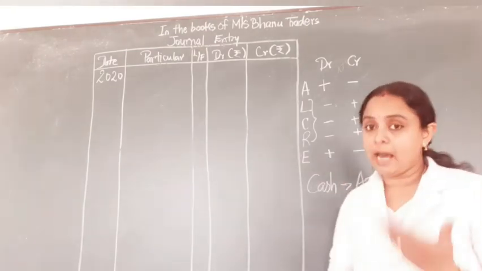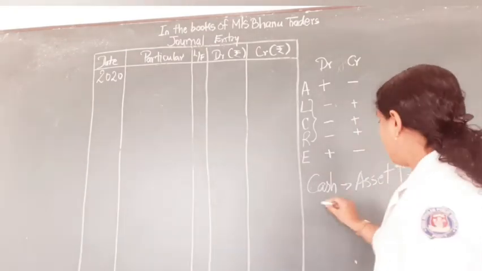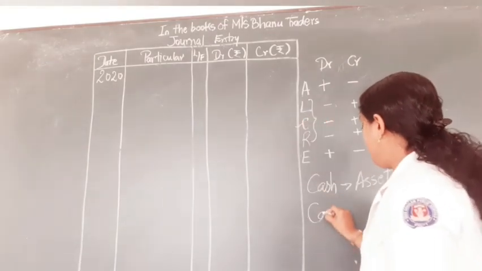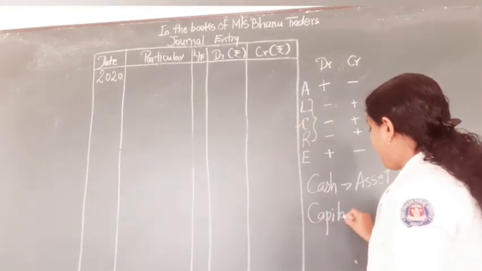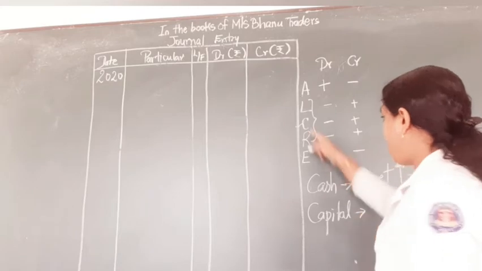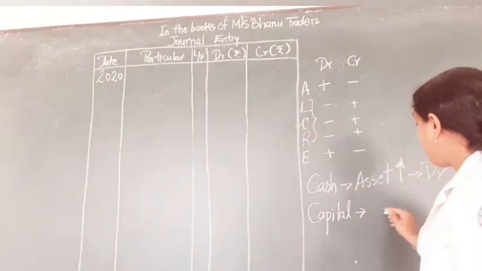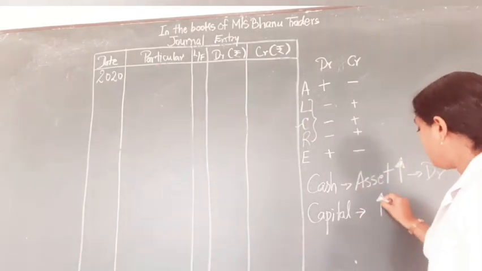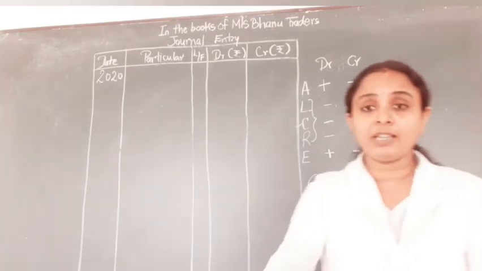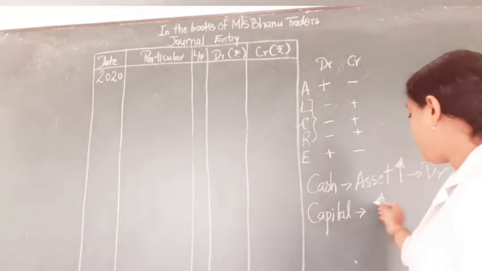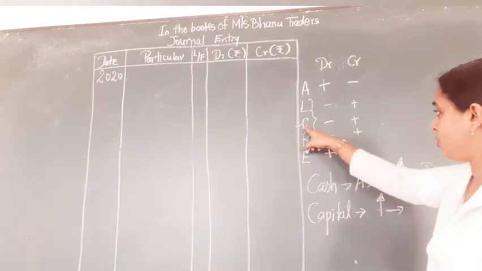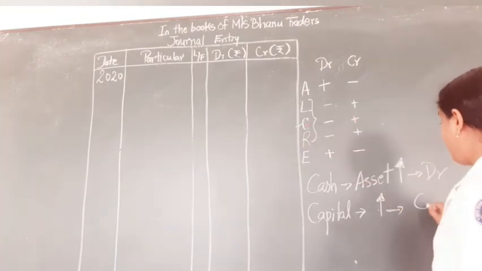Now, capital is introduced in the business. So the next account you have to prepare is the capital account. If it increases, because you are bringing the capital into the business, what are you supposed to do? If it increases, you have to credit it.